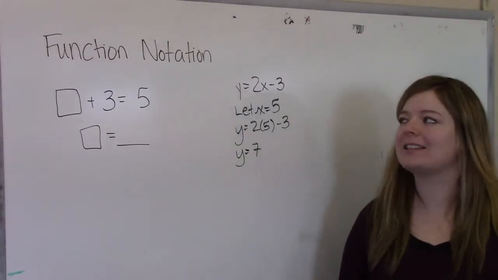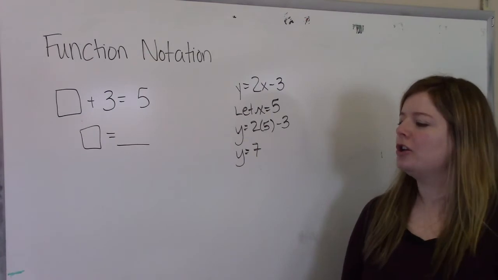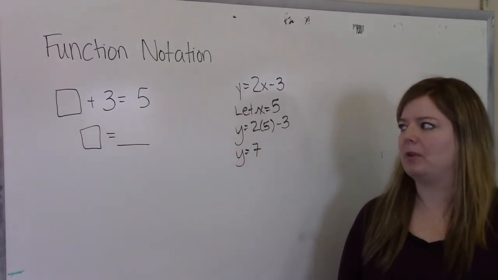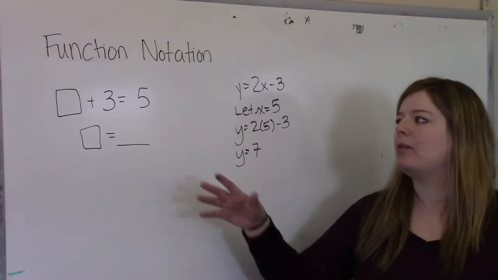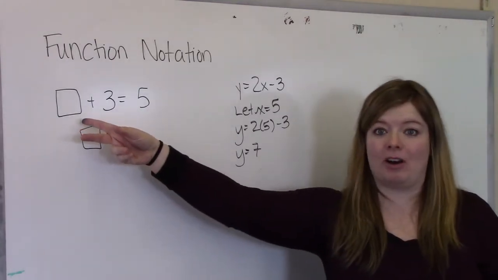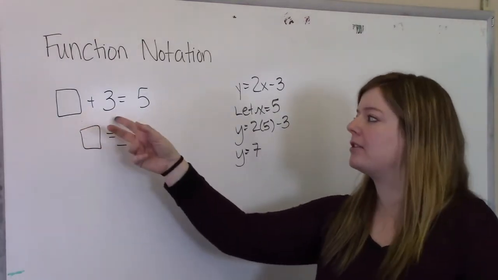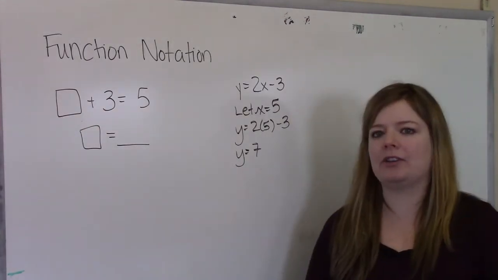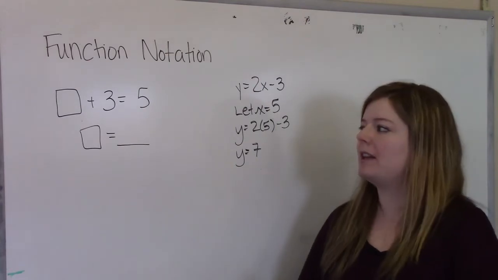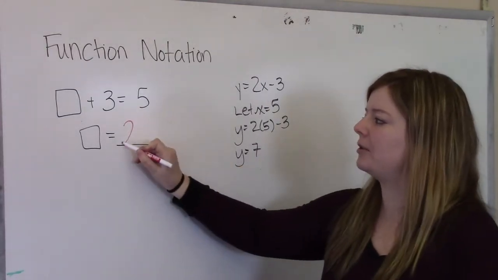Hi, today's lesson is on function notation. So let's take a look back into grade school. When you first learned about variables, you didn't call them x or a. Most of the time you just got something like this box. So something like box plus 3 equals 5. And you had to think, what would that be? You didn't rearrange the equation, you just used logic. So in this case, you would know that the box is equal to 2.